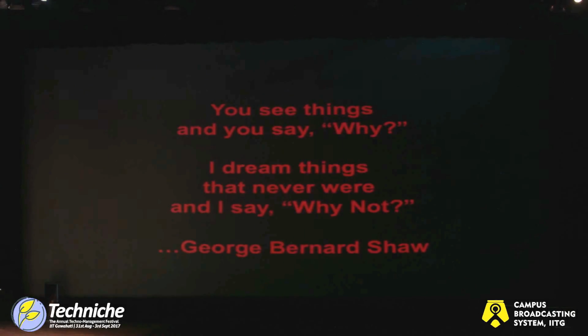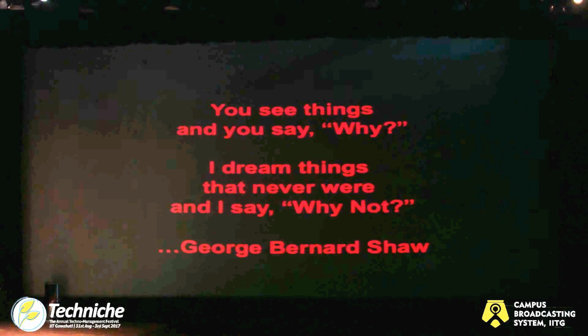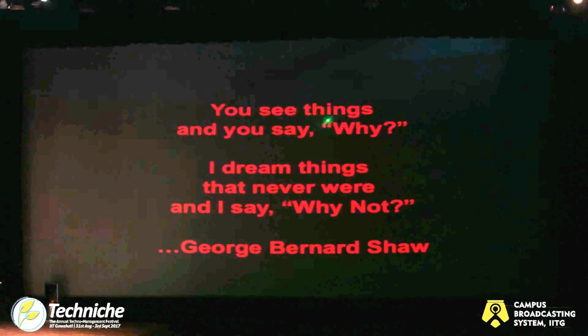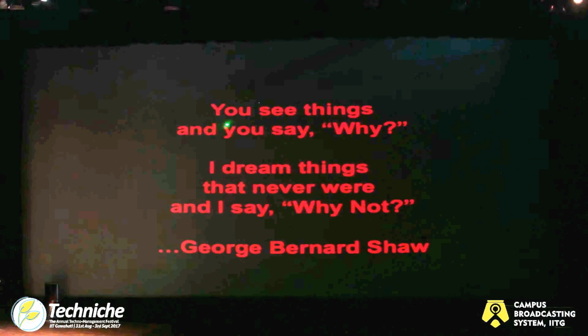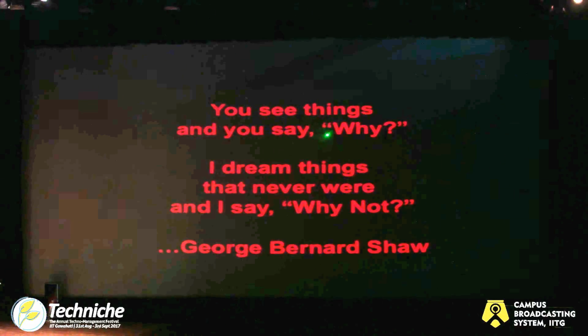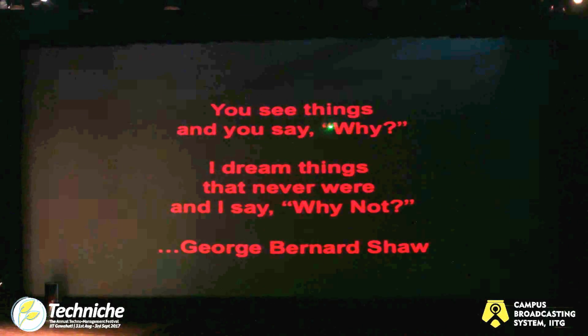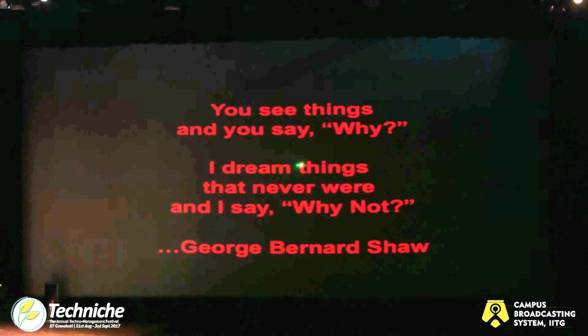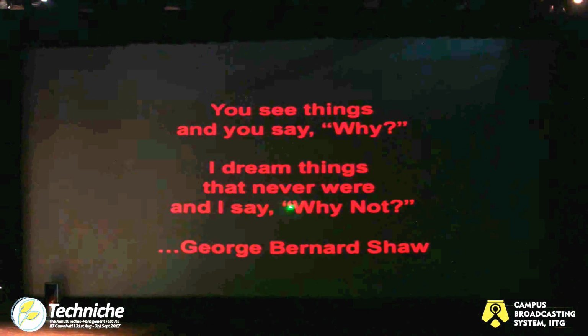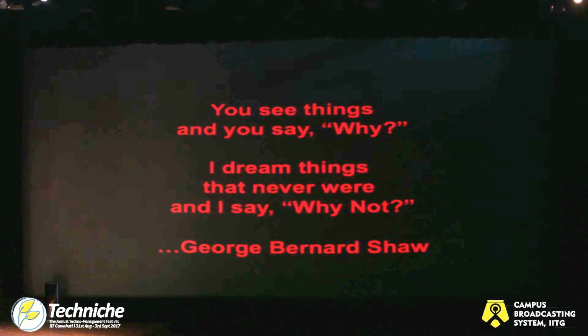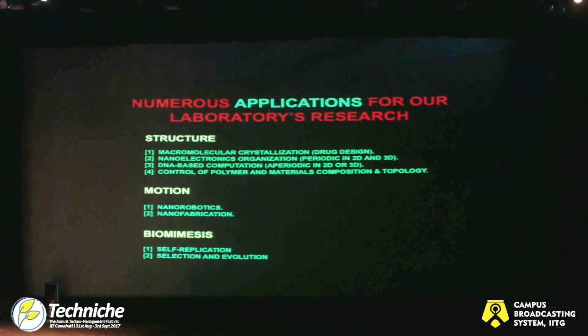So this is a quote from George Bernard Shaw about 100 years ago or so, from Back to Methuselah, one of his best-known plays. And what it says is, you know, this is the serpent in some origin myth. And what it says is, you see things and you say, why? But I dream things that never were. And I say, why not? And that's kind of where we're at here with DNA nano. There's almost no limit to what we can do.